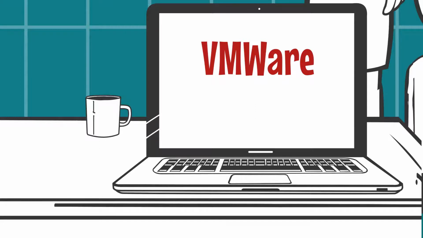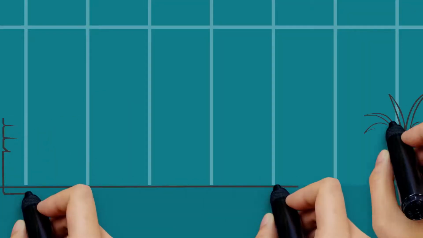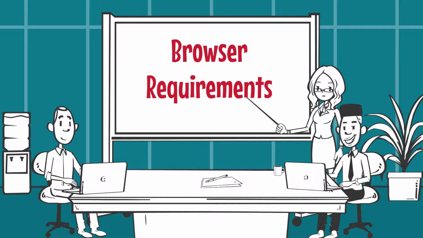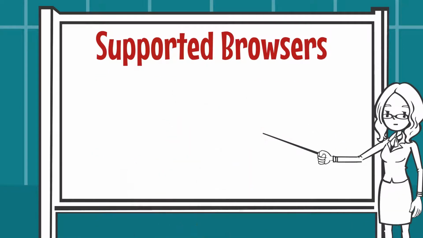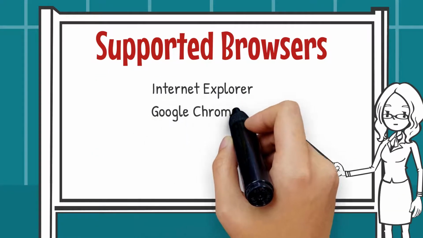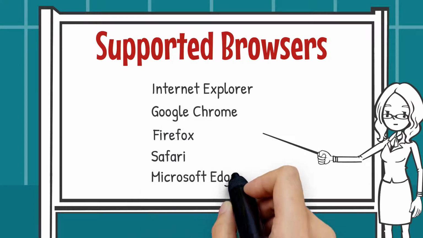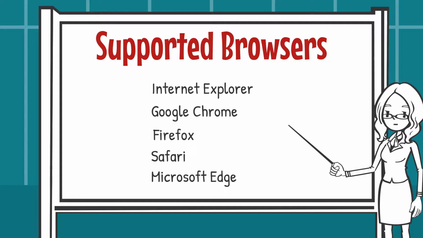Let's move on to the browser requirements. CA Mainframe Operational Intelligence supports the following browsers: Internet Explorer, Chrome, Firefox, Safari, and Edge. For the latest information about which browser versions are supported, see the product documentation.